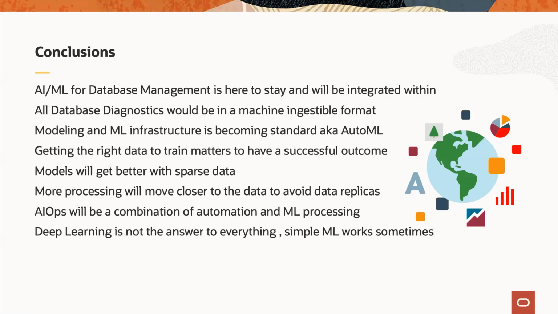Modeling and ML infrastructure is becoming standard, which is basically AutoML is the way to go. I know people that have taken up this whole modeling as a kind of a job category, and they think that running this against different kinds of hyperparameter optimization or running this against algorithms is actually a job.